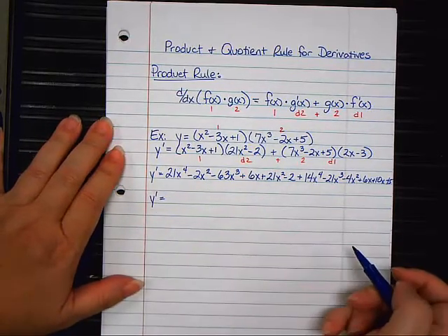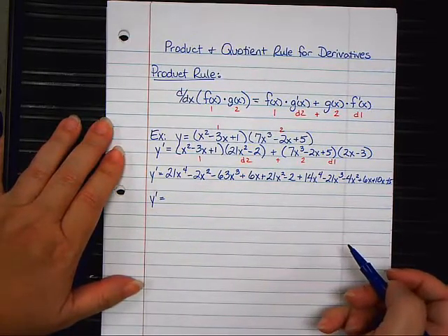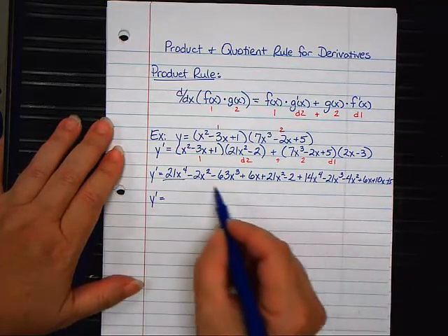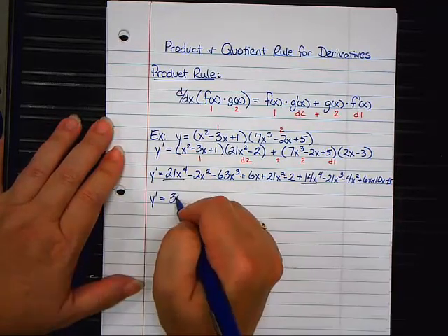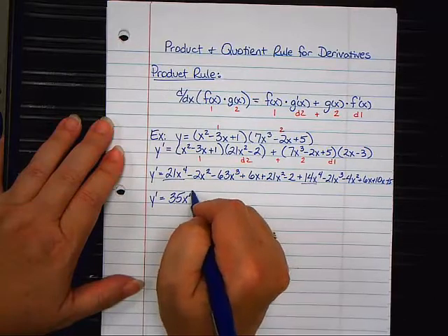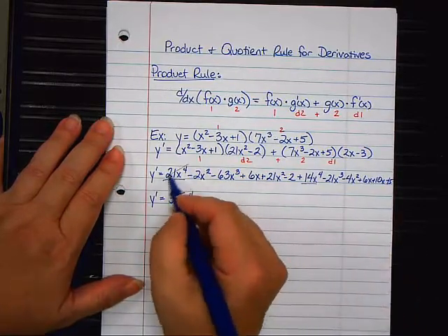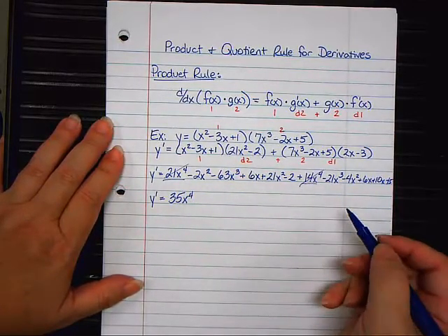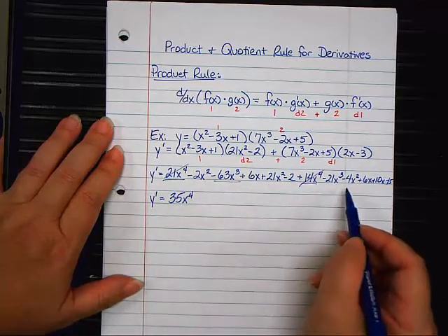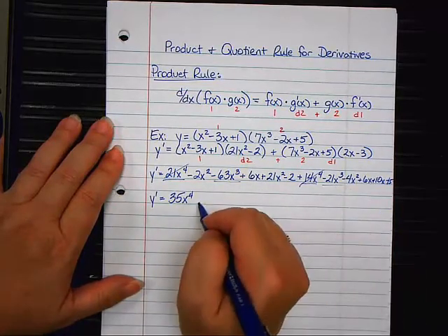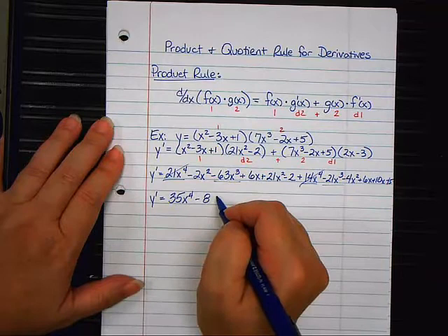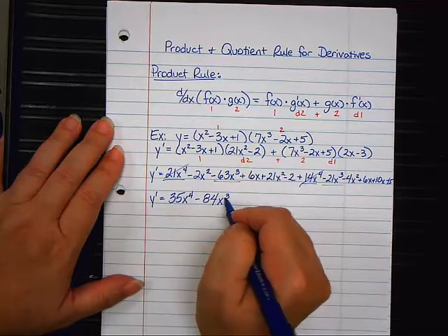Y prime equals. What's the highest power you see? 4. So I got one here. There, they're both positive, so 35x to the fourth. That takes care of the first one. Lightly mark those out. X to the third. Got one here and here. That's negative 84x to the third. Mark those out.